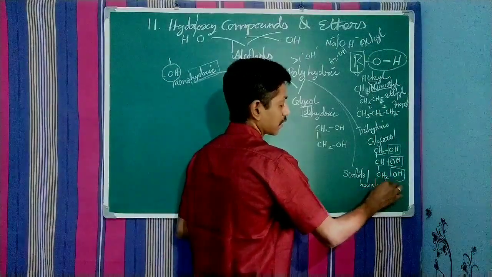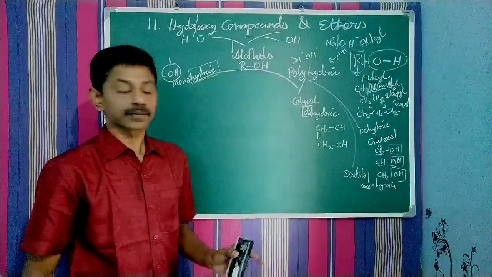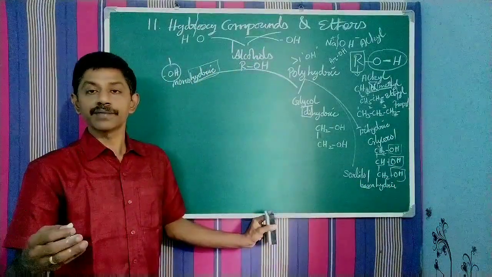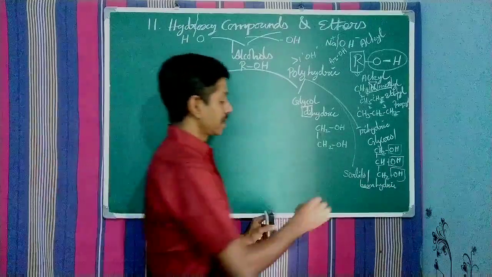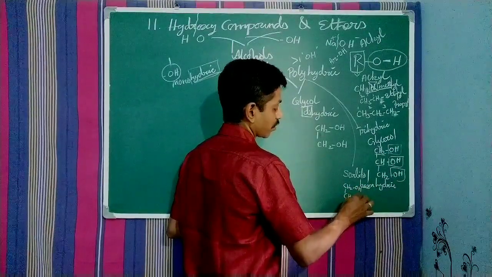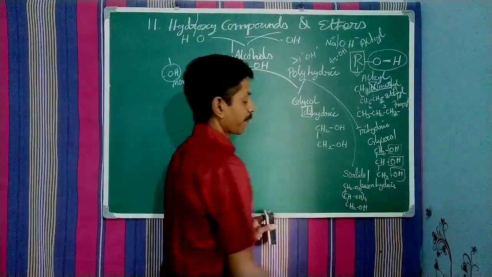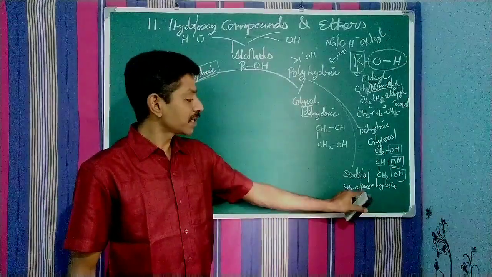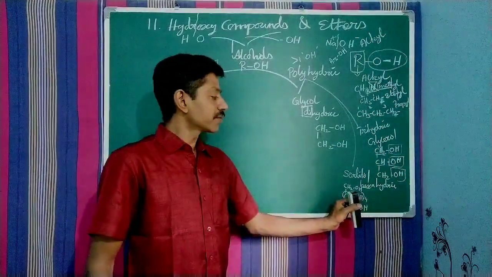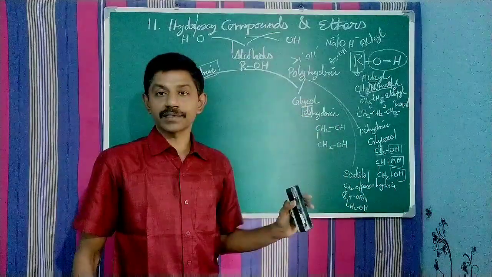Hexahydric. That means 6 OH groups may be available. And if you take glucose, fructose, they have 5 OH groups, pentahydroxy. I write CH2OH, CHOH 4 times, and CH2OH. So if you closely see, 1 plus 4 plus 1, 6 OH groups are available. And these are having more than one hydroxy group, so we talk about polyhydric alcohols.